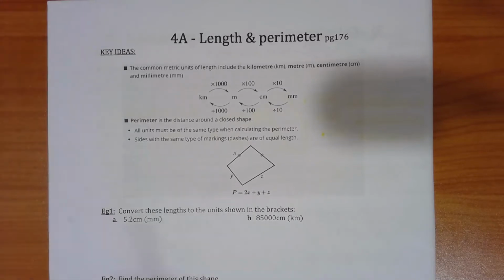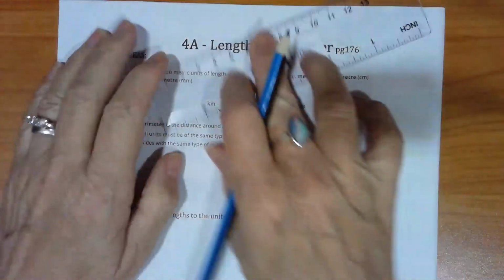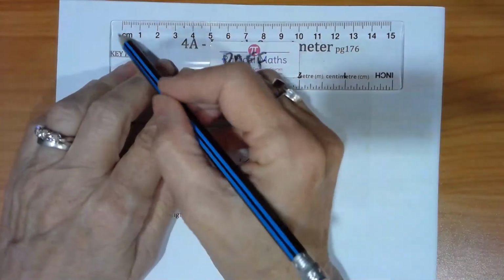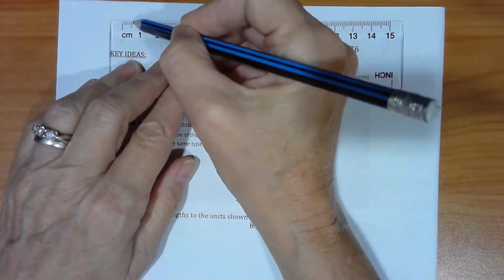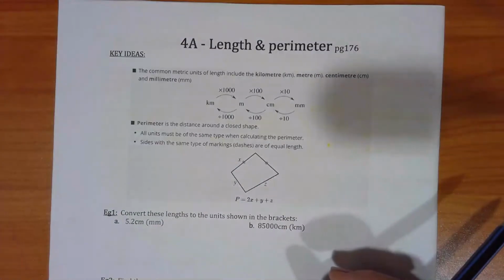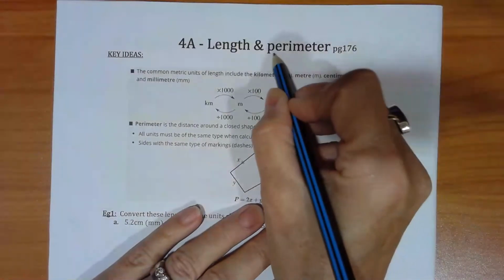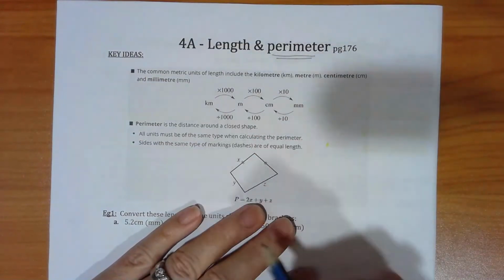So let's just talk quickly about length. Length is something that I can measure with a ruler. And here in this ruler, I can see centimeters, I can see millimeters with the little ticks in between. I can even see a different kind of measurement called an inch, which we use in America. And so we use these kinds of instruments to measure length. And perimeter then is the length around a whole object.